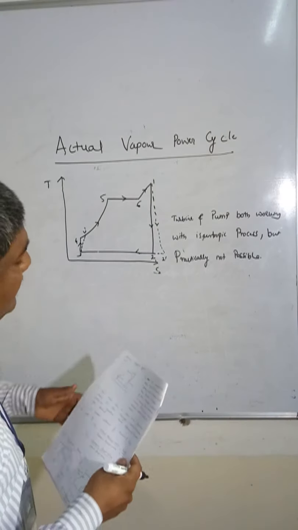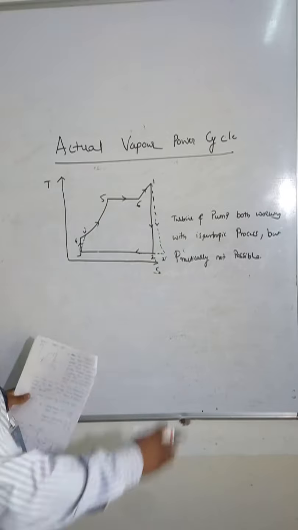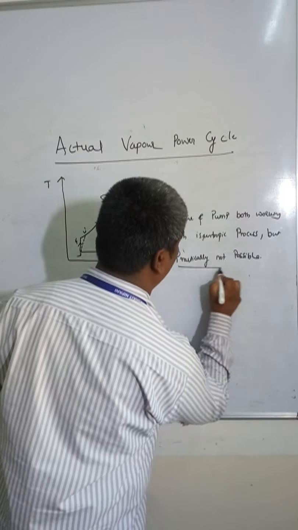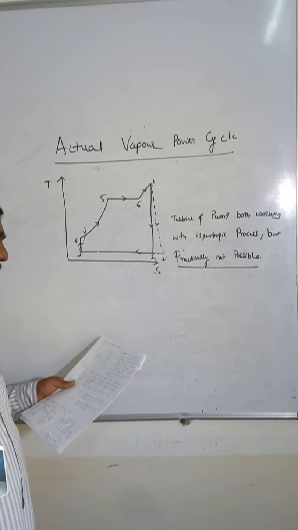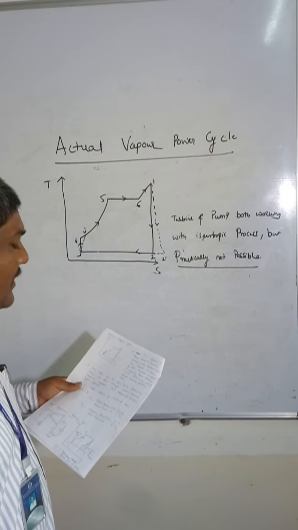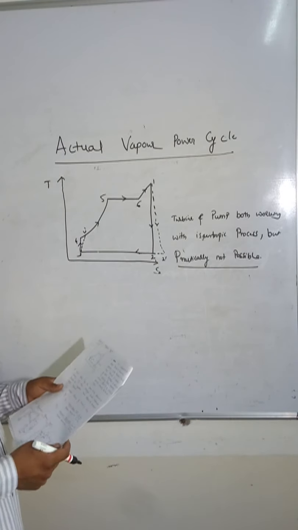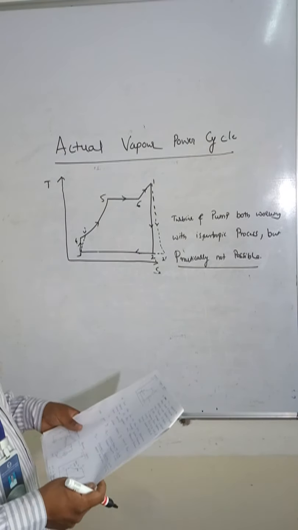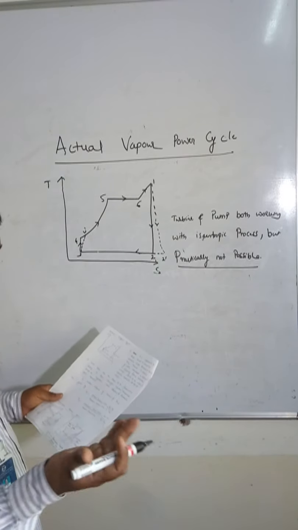So I just read out the things. It is impossible to design pumps and turbines operating under isentropic conditions. That is practically not possible, as I have written already, because a portion of the work developed is utilized for overcoming friction between the working fluid and walls and between the molecules of the fluid itself. Heat losses from the steam to the surroundings are happening, so isentropic is not holding good here.